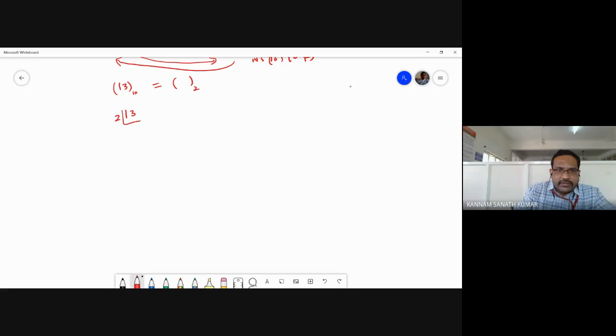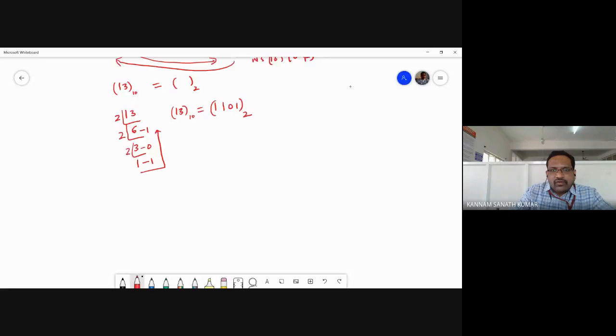So 2 how many times to 13? 6 times, 12. So what is the remainder? The remainder you have to keep aside. Remainder is 1, and 2 threes are 6, remainder is 0, and 2 how many times to 3? Remainder is 1. Okay, so you should take the values from bottom to top. So that means 13 in decimal is equivalent to 1, 1, 0, 1 to the base 2. Okay, so this is the procedure for conversion from decimal to binary.